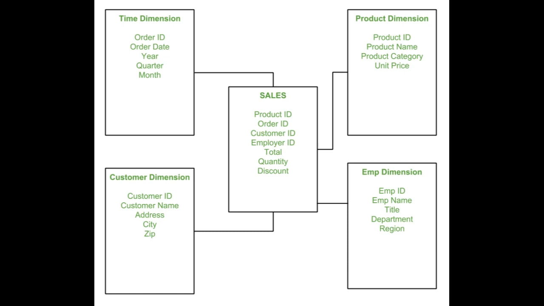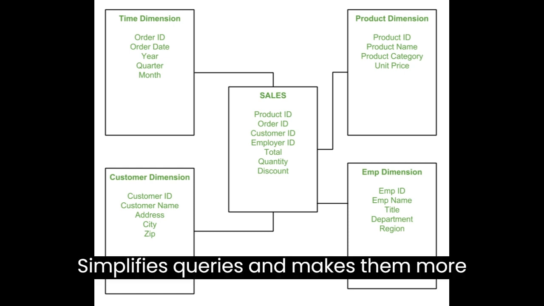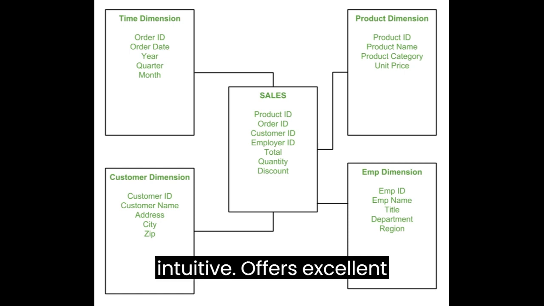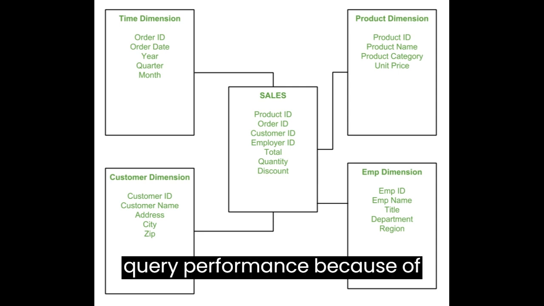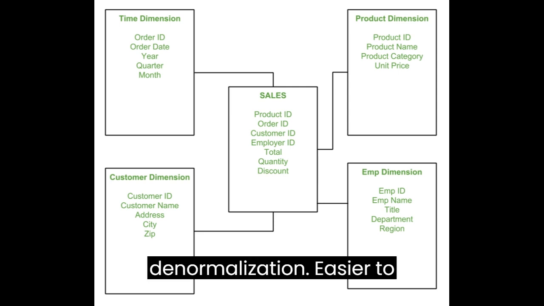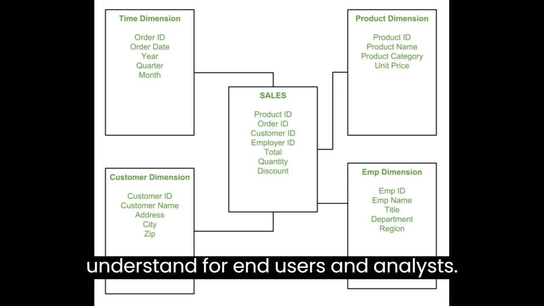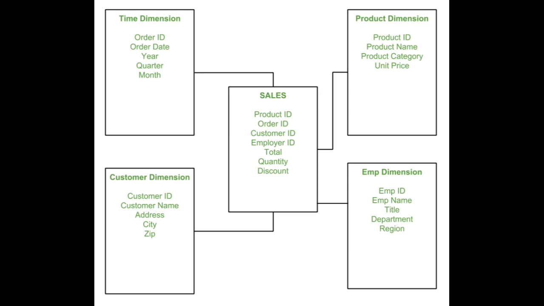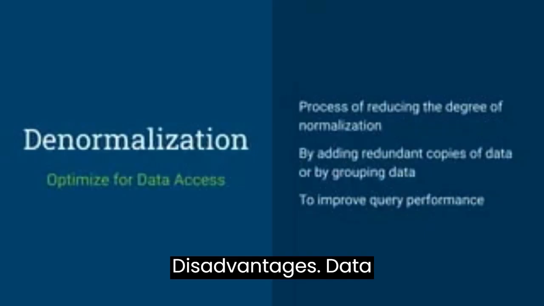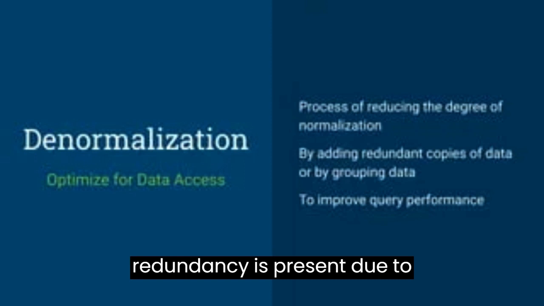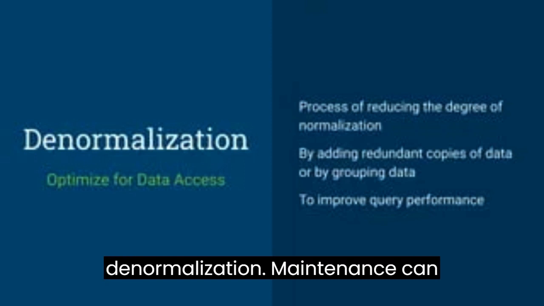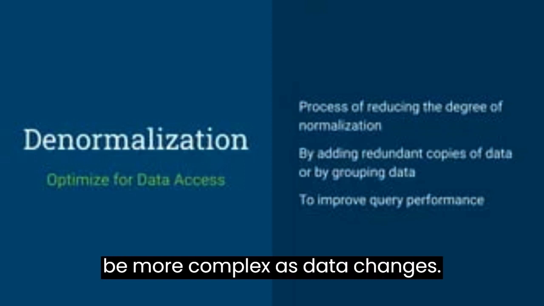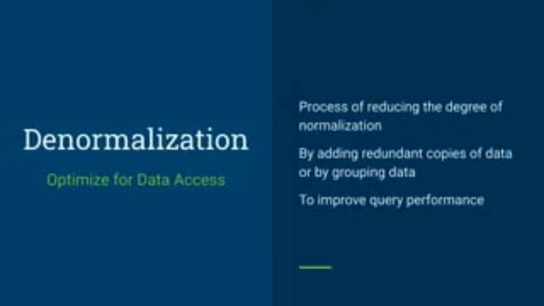Advantages. Simplifies queries and makes them more intuitive. Offers excellent query performance because of denormalization. Easier to understand for end users and analysts. Disadvantages. Data redundancy is present due to denormalization. Maintenance can be more complex as data changes.